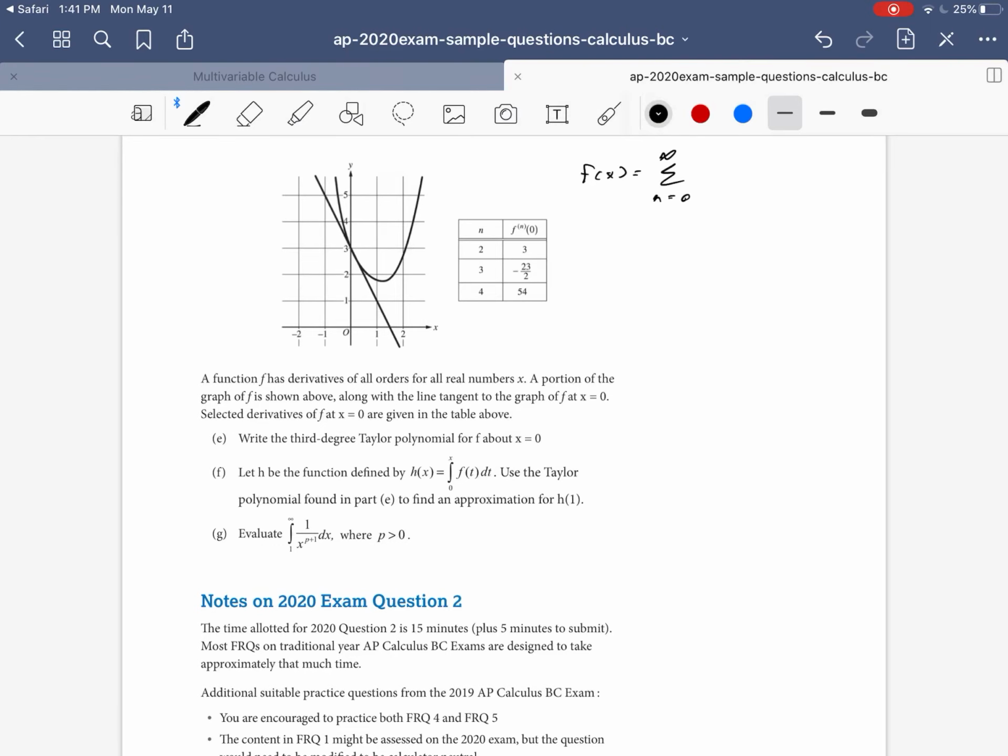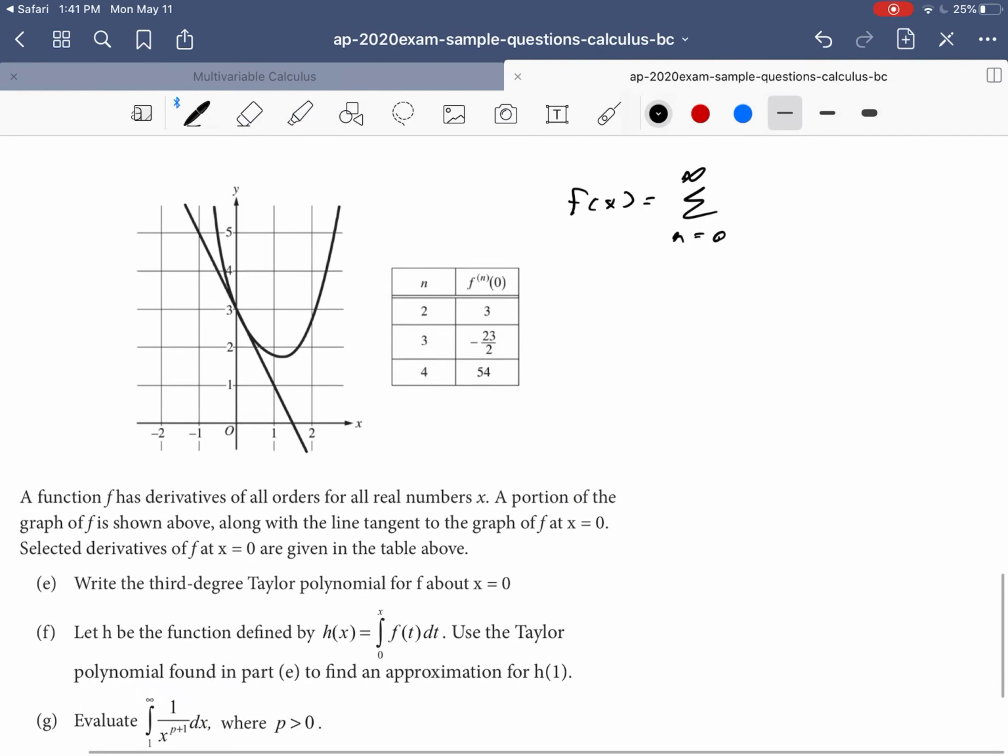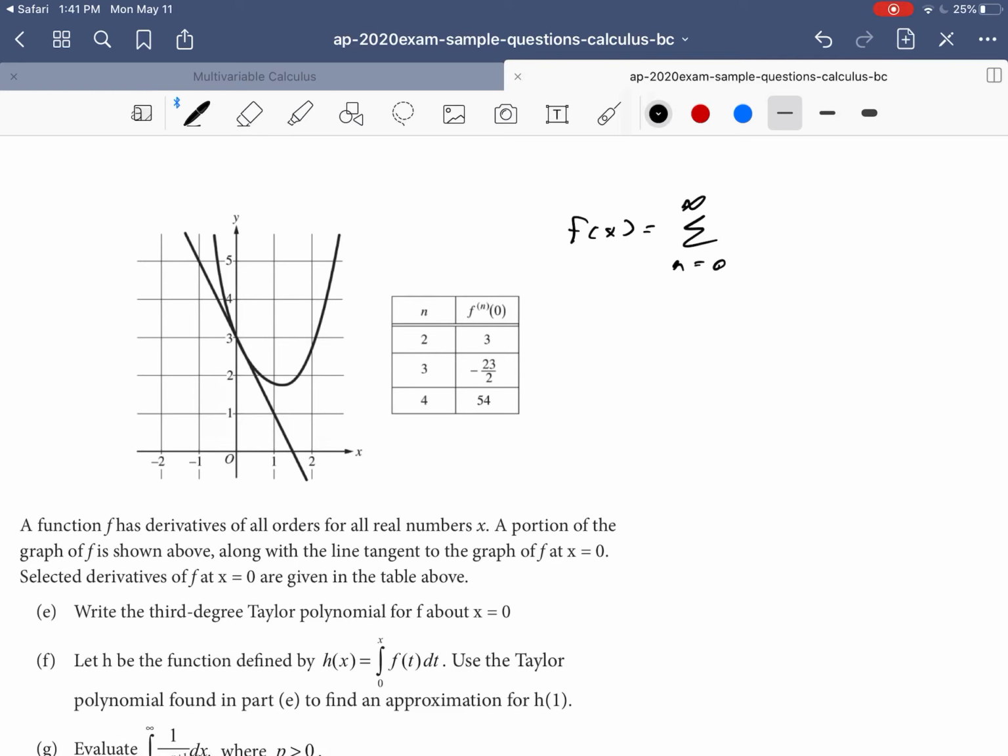Recall that general formula for the Taylor polynomial: f of x is the sum, n equals 0 to infinity, of f. If we're centering at 0, it's just going to, okay, well, in general, let's say we had it centered at x equals a, just for some constant a. We'd have the nth derivative evaluated at a times x minus a to the n, and that's all going to be over n factorial.